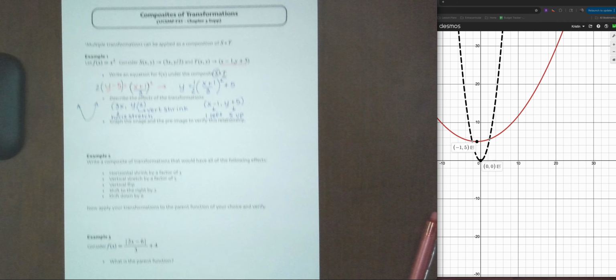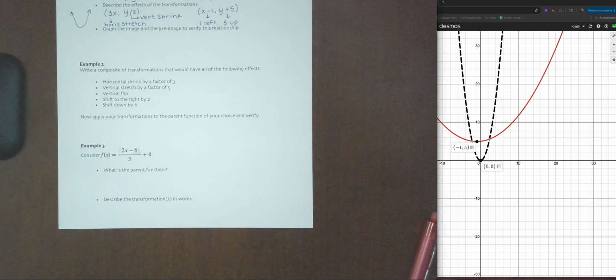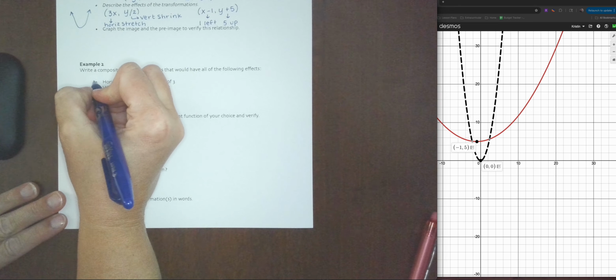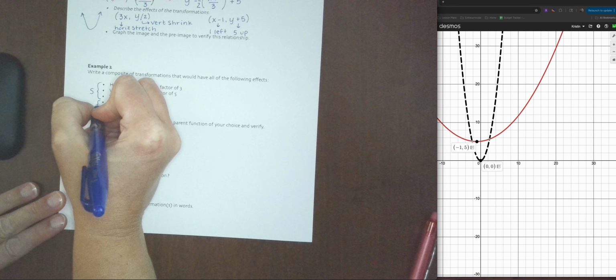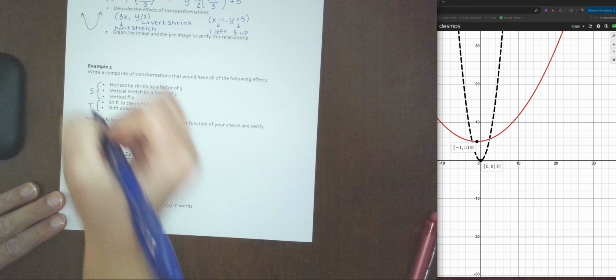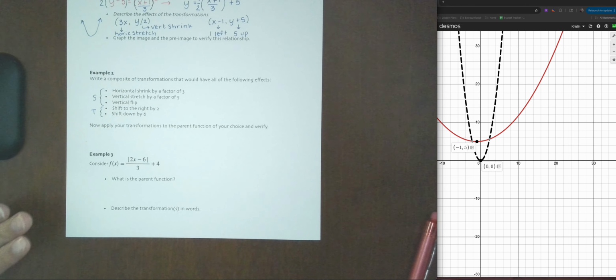Okay, example 2. So this time I've given you a big verbal description of a whole bunch of things. These 3 things should all be covered by a scale change, and these 2 things should all be covered by a translation. If you want to pause the video and get ahead of me a little bit, you're welcome to. But we're going to write a rule here.